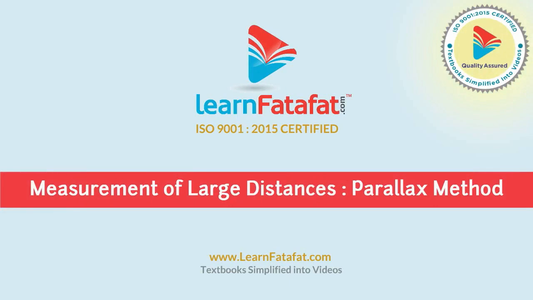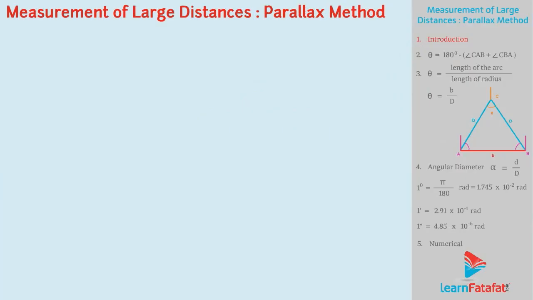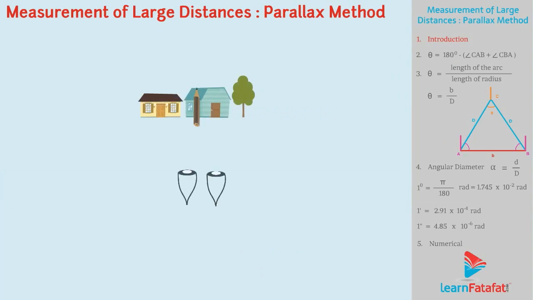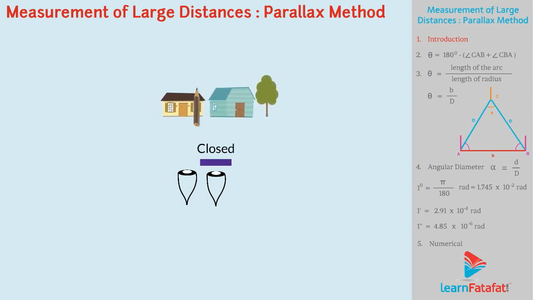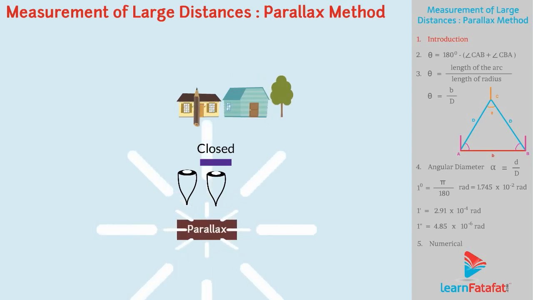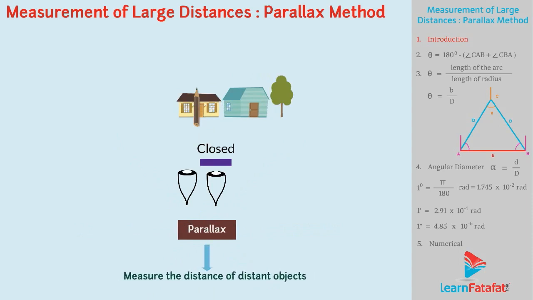Measurement of large distances. Parallax method. Dear students, if we keep a pencil in front of our eye and try to look at it from one eye at a time, then it appears as if the position of the pencil is changing with respect to the background. This is called parallax. The parallax method can be used to measure the distance of distant objects. Let us see how this can be done.